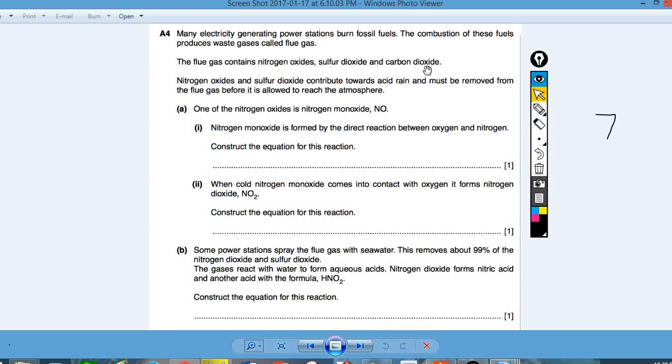Fossil fuels mainly contain carbon and hydrogen because these are hydrocarbons. When carbon combines with oxygen, it produces carbon dioxide, and sulfur is also contained in hydrocarbons in small amounts. Once sulfur combines with oxygen while burning, sulfur dioxide is formed, and so are nitrogen oxides. Nitrogen oxides and sulfur dioxide contribute towards acid rain. So these are acidic gases.